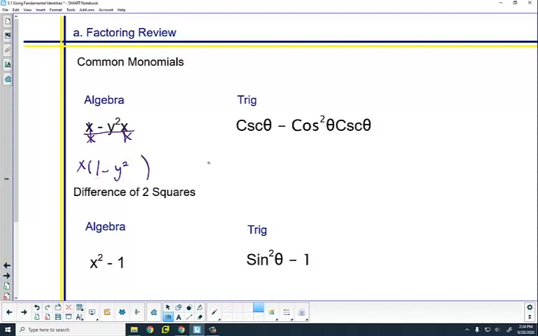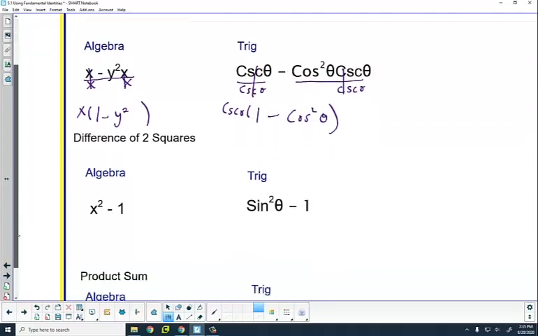That's in algebra. In trig, you might have something like this. I have cosecant of theta minus cosine squared times cosecant. So what's in common is the cosecant of theta. If I factor that out by dividing both of them by the cosecant, because you've got to be fair, you can't just factor out of just one of them, you get 1 minus cosine squared theta times 1. So you end up with cosecant theta times 1 minus cosine squared theta.